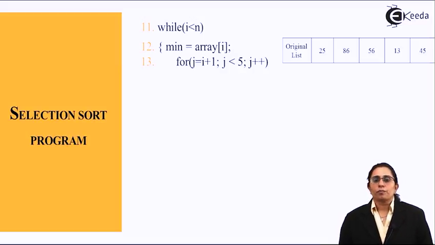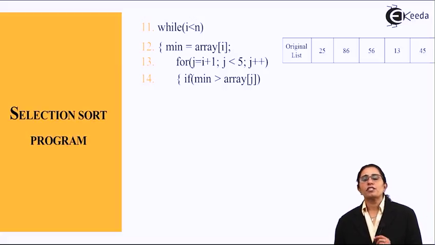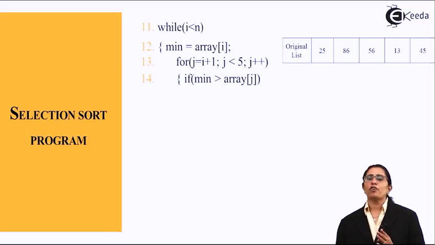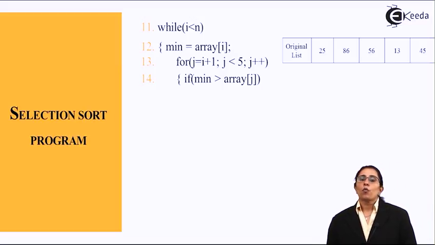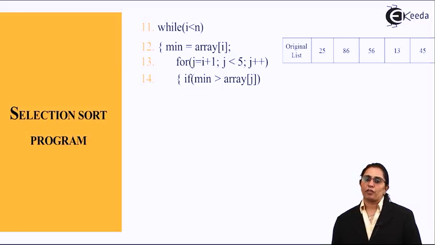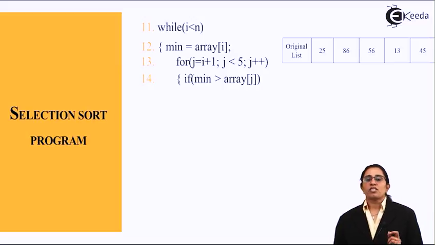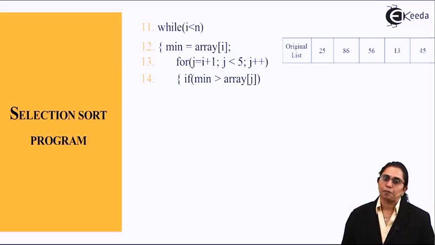Now what do we do? We have the minimum value, which has the first element value of the array. So min has a value 25. Now we compare the value of min to all the subsequent elements of the array. Wherever the value of min is greater, that is the point where we need to swap the values. Here we start comparing array of j. j starts from i plus 1, so in our case it starts from 86.